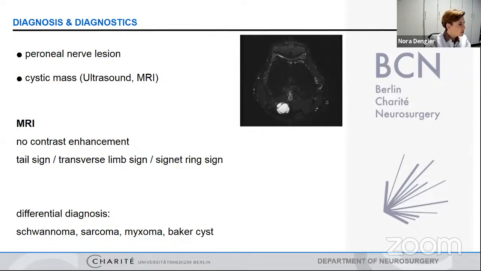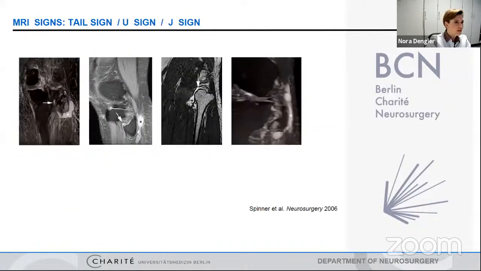So differential diagnosis, of course, includes other tumors of nerves, nerve tumors like schwannoma, sarcoma, myxoma, or even Baker cysts. This is especially of specific interest in that location. And here there are some nice examples of ganglion cysts in MRIs.